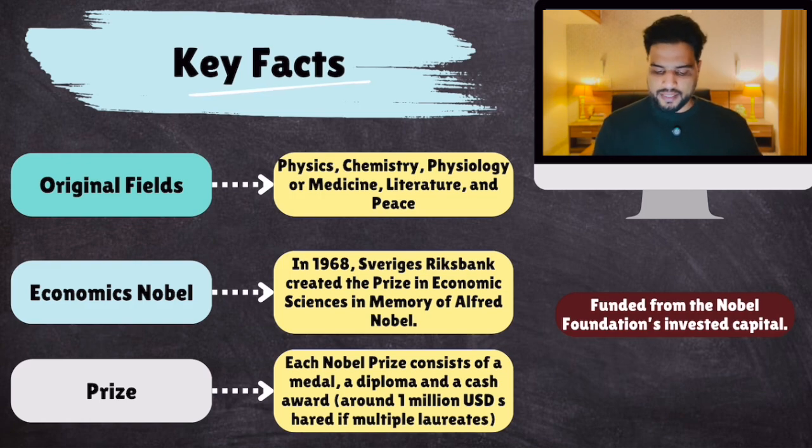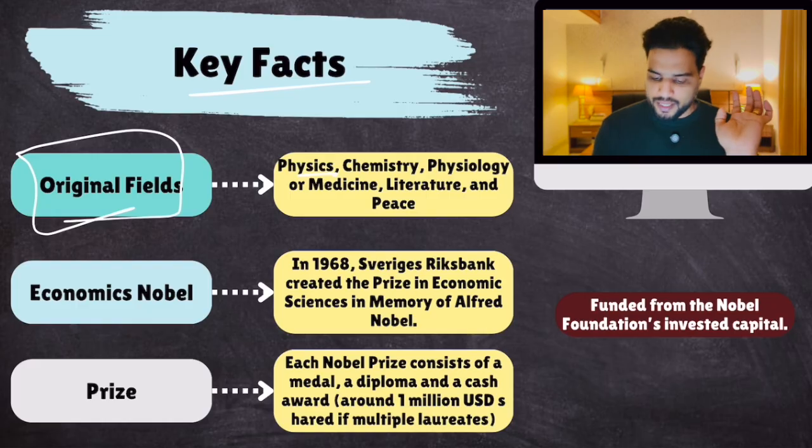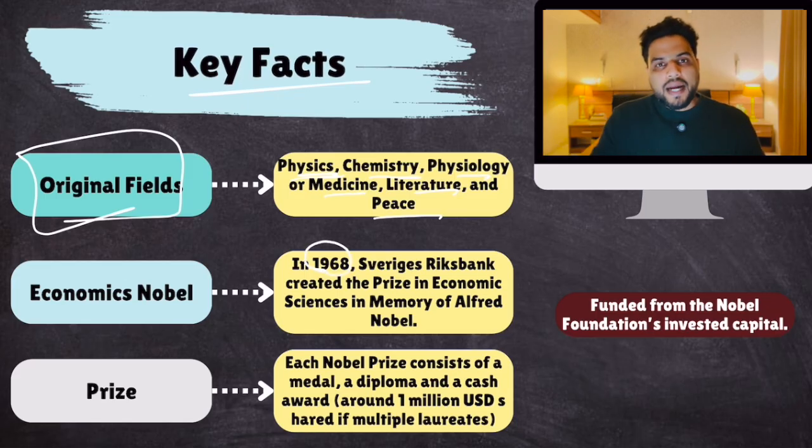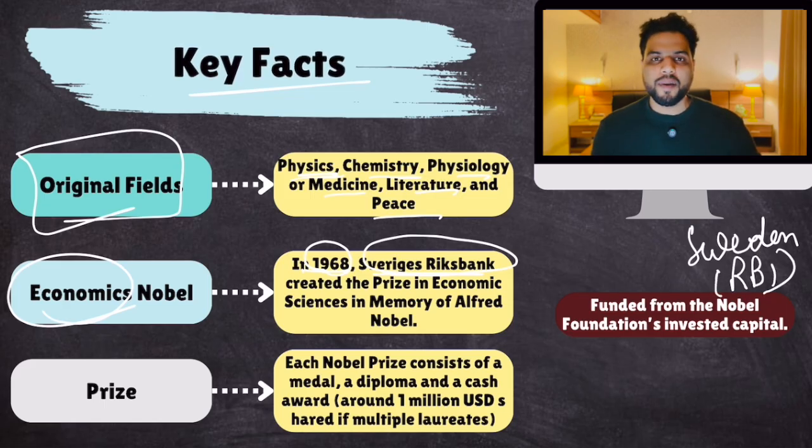Key fact number 1: the original fields were as per Alfred Nobel. He thought he would give prizes in physics, chemistry, medicine, literature, and peace. But later in 1968, way after the death of Alfred Nobel, another category was added, economics. In 1968, Sveriges Riksbank, which is basically the Central Bank of Sweden. What do you mean by central bank? Like RBI in India is India's central bank, similarly Sveriges Riksbank is Sweden's RBI.